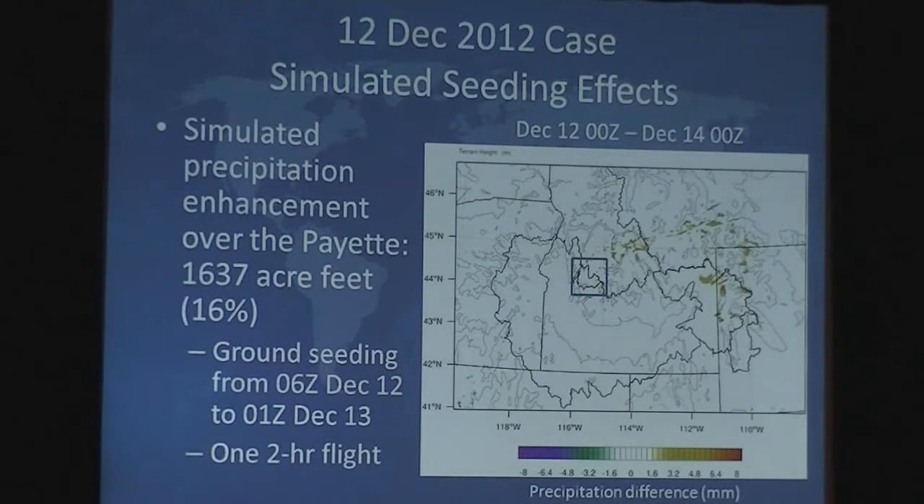So this includes that 1 really long ground seeding case and 1 airborne flight for the Payette, as well as some seeding over here in eastern Idaho. But I'm just going to focus on the Payette since that's the plots we were just looking at. So there was actually an increase in precipitation from the simulation of 1637 acre-feet, which would be a 16% increase over the control precipitation within this Payette area. And I already mentioned that included the ground seeding from 6Z to 1Z and 1 2-hour flight.